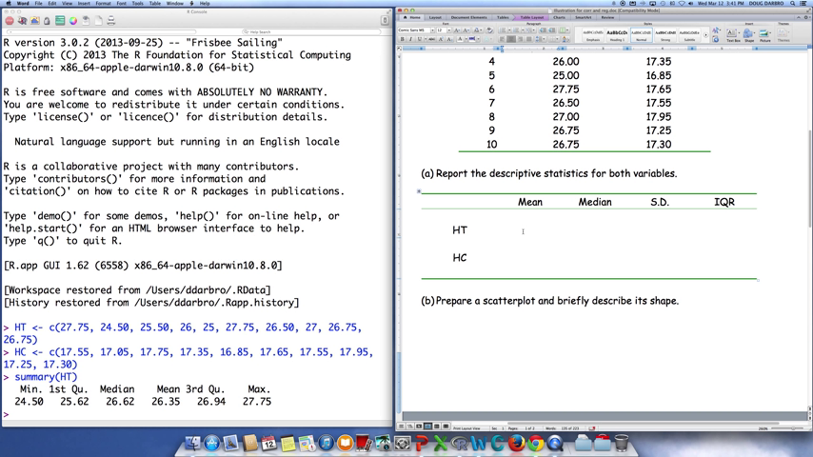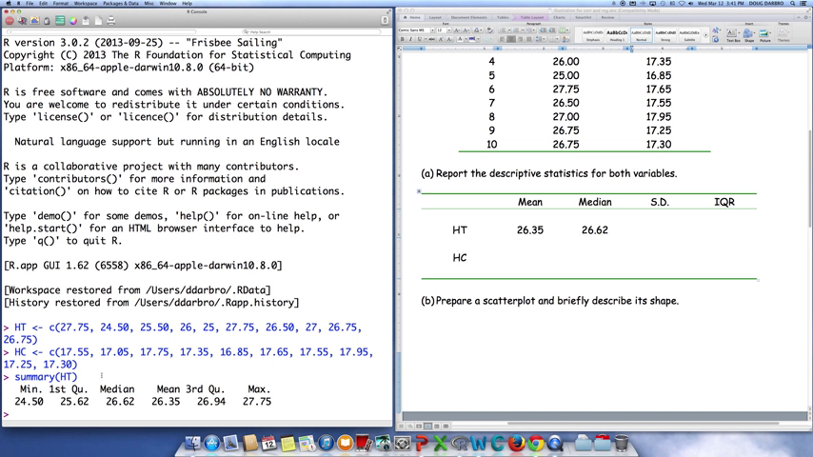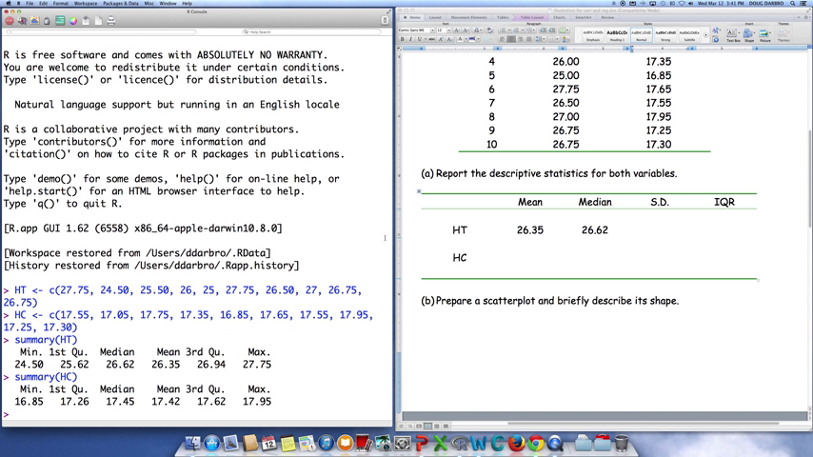First and foremost, the mean is 26.35. It looks like the median is 26.62. Standard deviation I'll have to come back and get later, as with the IQR. I could make a subtraction there, but I'm going to do it a little bit easier way. Next thing I want to do is summary HC. So the mean is 17.42, and the median is 17.45.